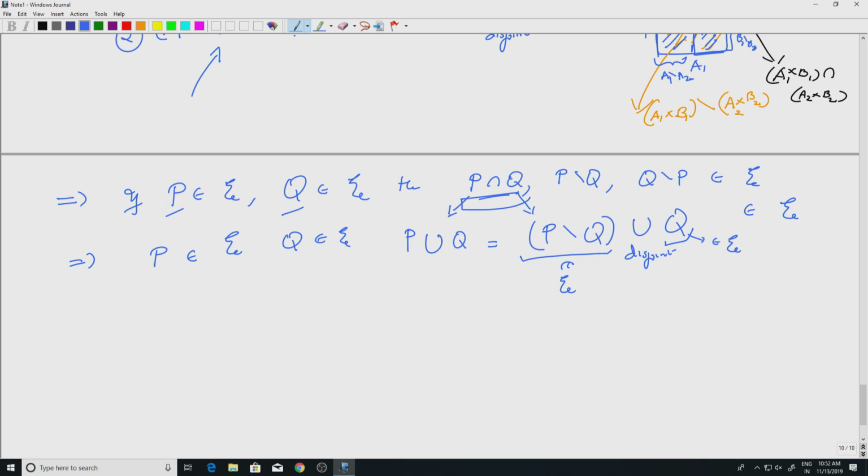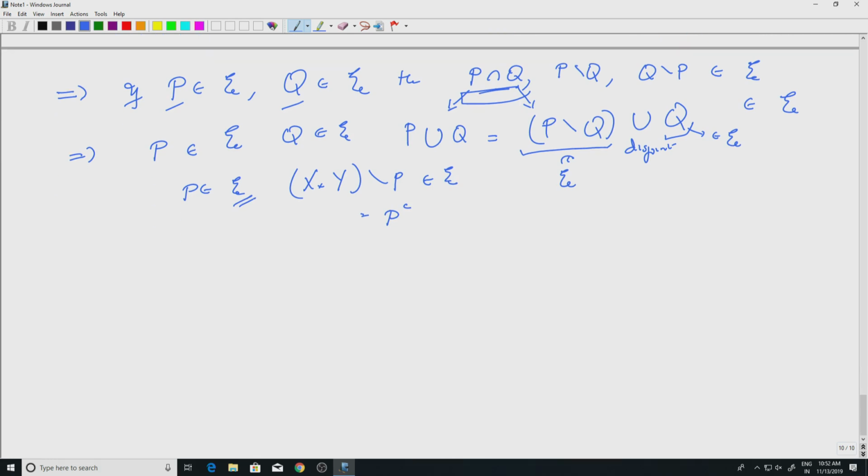So, that tells me that the elementary set script E is closed under taking intersections and unions, and of course complement, because I can take one of them to be the whole set, right. So, for example, if I take P in script E, I can take x cross y as the other set, right. So, x cross y minus P will also be in E, which is the P complement. Remember, P is a subset of x cross y, it's an elementary set, it's a finite disjoint union of measurable rectangles. So, it is a subset of x cross y.